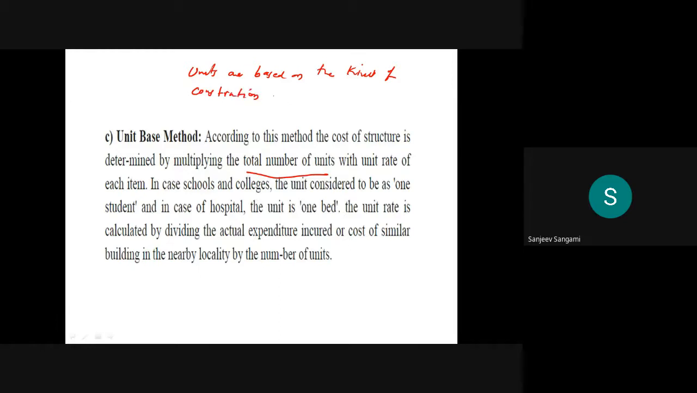Kind of construction you are doing. For example, if you have a very simple small house where we have one small kitchen, one hall, one bedroom, one small toilet, then how many units will be provided for the hall of this much size approximately?